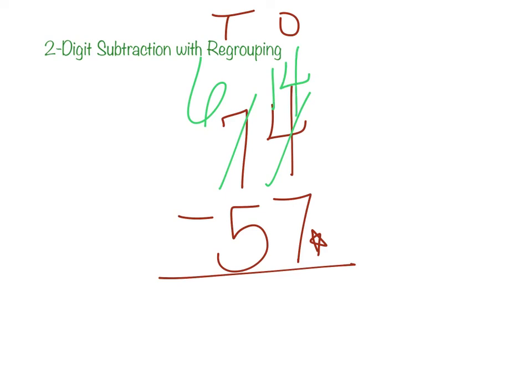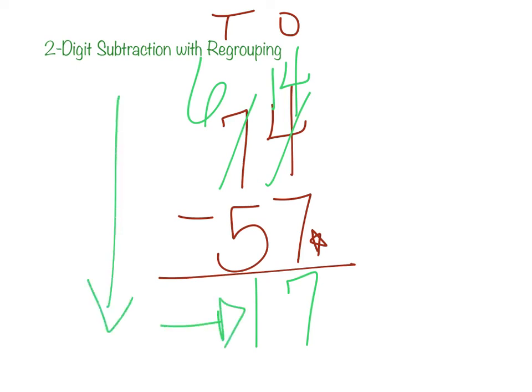Why? What did we get from the 10s place? That's right, we got a 10. So 10 plus 4 is 14. So now I have 14 ones. So let's do 14 minus 7. What is 14 minus 7? Excellent, 7. Now 10s place, what is 6 minus 5? Perfect, it is 1. The difference is 17.